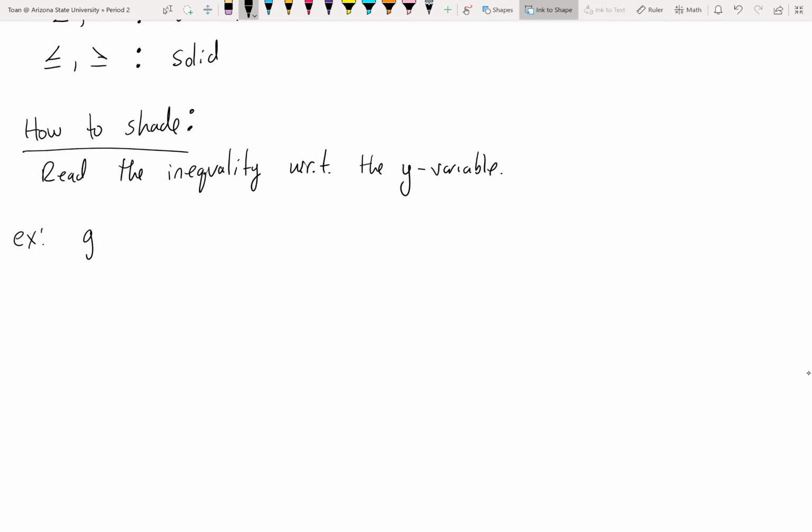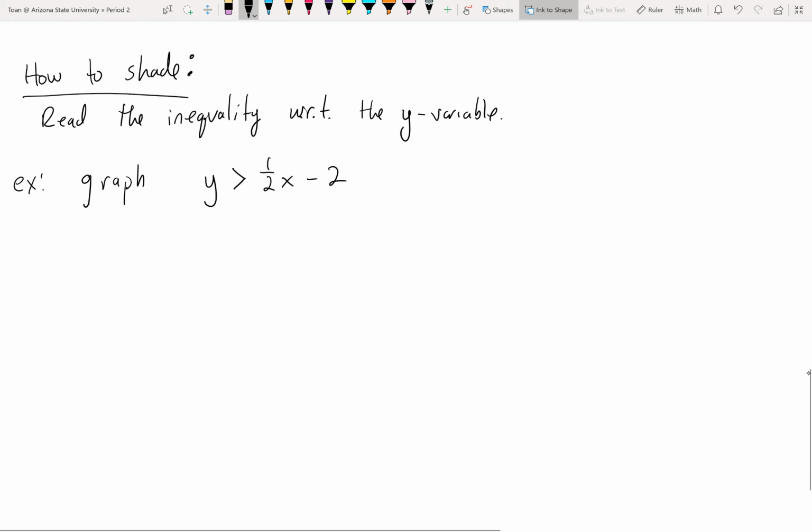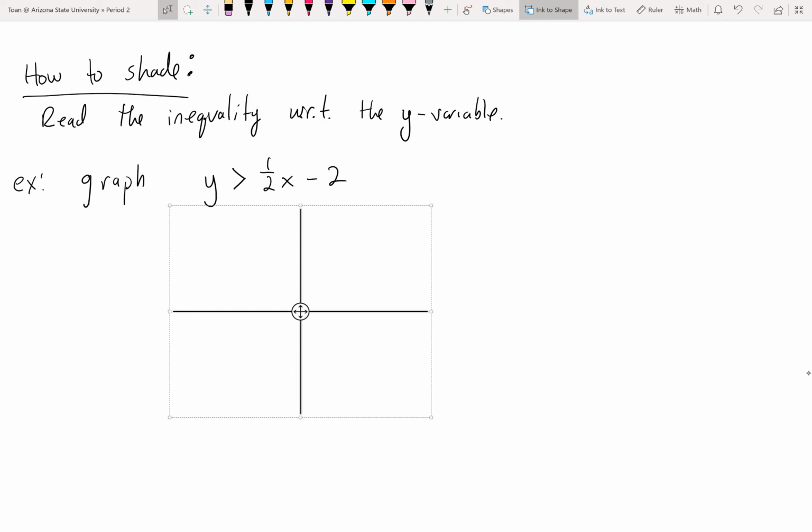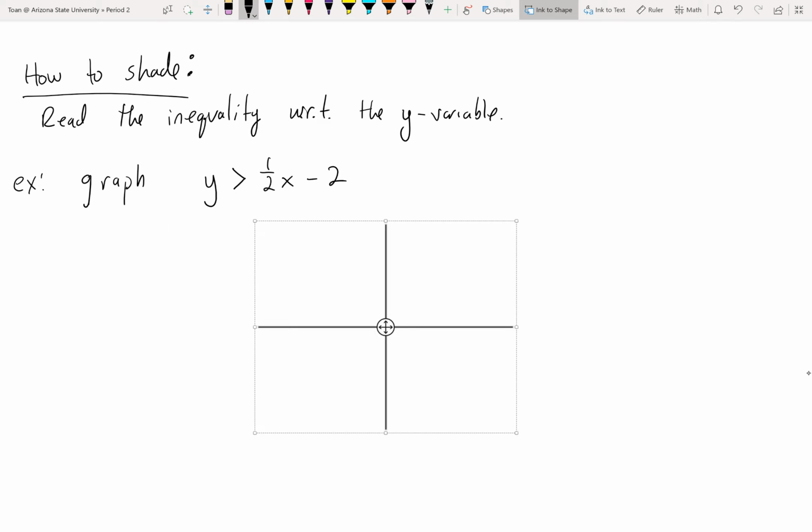So for example, if I ask you to graph, I don't know, y is strictly greater than 1/2 x minus 2, say, I don't know, just making it up. Okay, you just run through the motions of yesterday. I can do this. I'm going to graph my coordinate system. It's already in slope-intercept form, so I am happy there. I'm going to draw my tick marks. Same motions as yesterday.